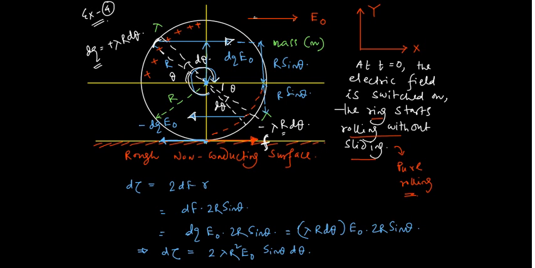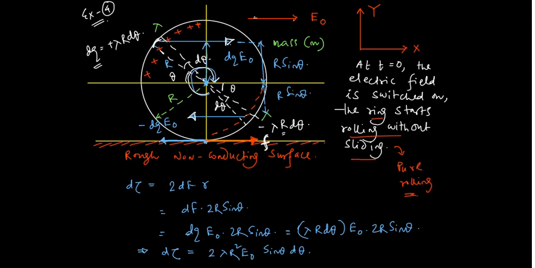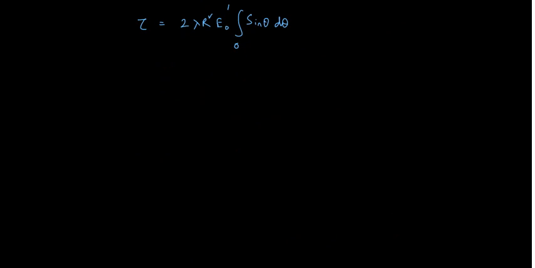If I integrate this, tau will be equal to 2 lambda r square E naught integration of sine theta d theta. If you check this variation, it is there only in this quadrant. When this radius vector is along the x-axis, theta is 0. When it is along the y-axis, theta equals pi by 2. So my integration limit will be from 0 to pi by 2. By integrating that, I am leaving the calculation for you. You will get the value of tau.